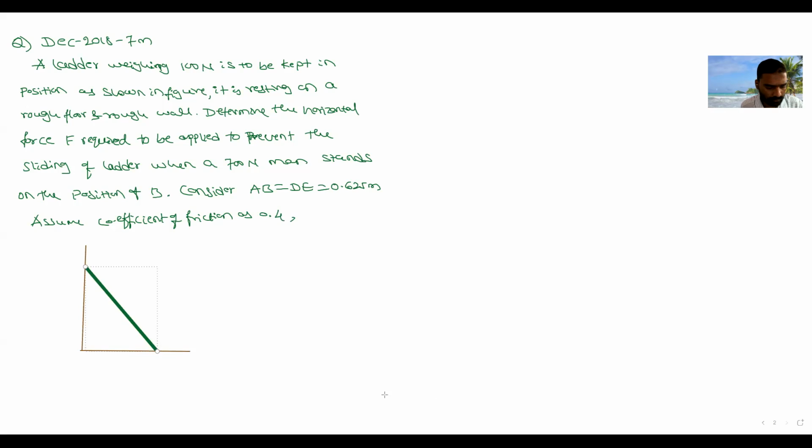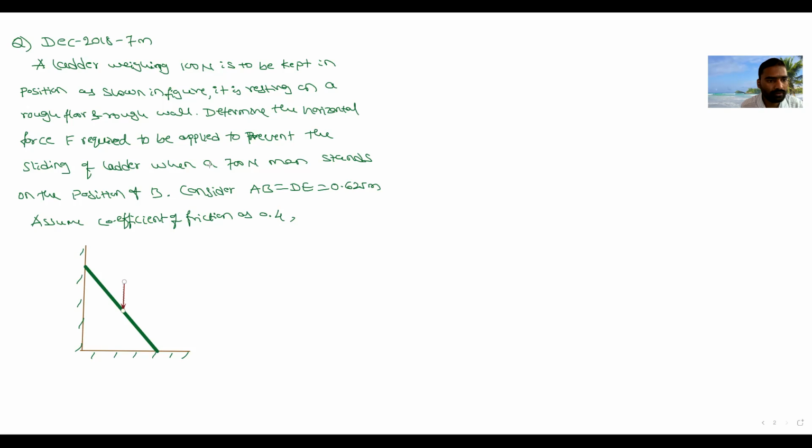This is the ladder which is given. This is the rough wall. So the self weight is how much? 100 Newton, the ladder weighing 100 Newton. Where is this 100 Newton acting? Here this 100 Newton is acting, exactly at the center of the ladder.